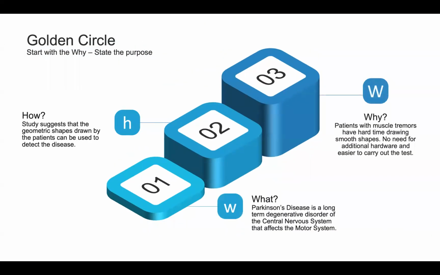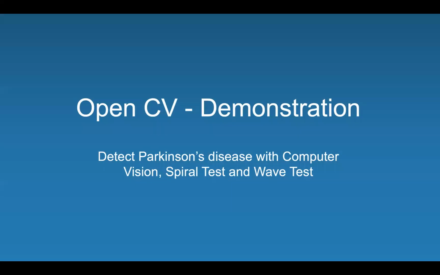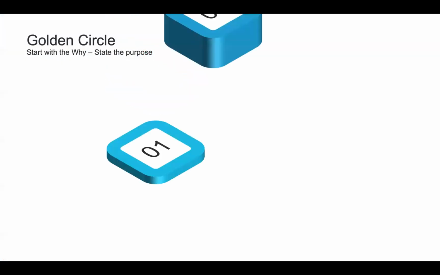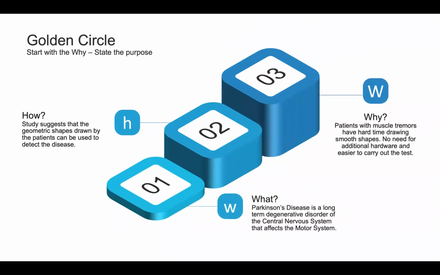Okay, so as soon as you start solving your problem, this is your problem. Your problem is nothing but you have to detect Parkinson's disease through a computer vision model, and you will be provided with two tests, which are a spiral test and a wave test. So this is the problem that you're trying to solve. Before you even start solving the problem, you need something called a golden circle. You start with the why and state the purpose. So what you are trying to solve is your first problem.